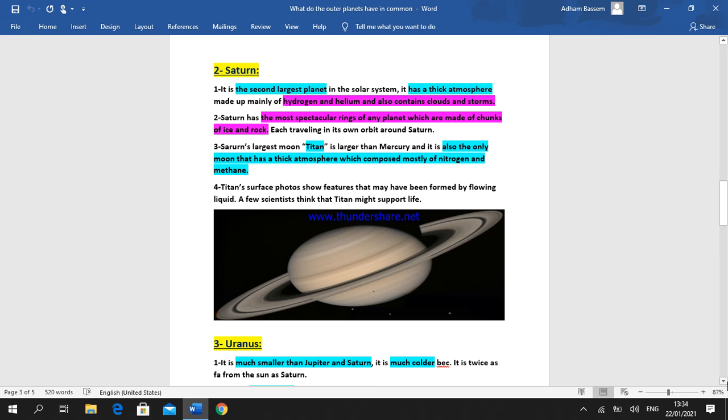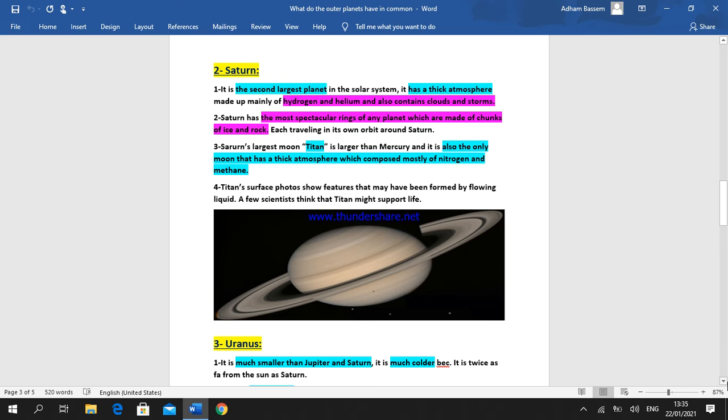Saturn has the most spectacular rings, the most distinguished rings of any planet, because they are made of chunks of ice and rocks, and each ring travels in its own orbit and rotates around Saturn.